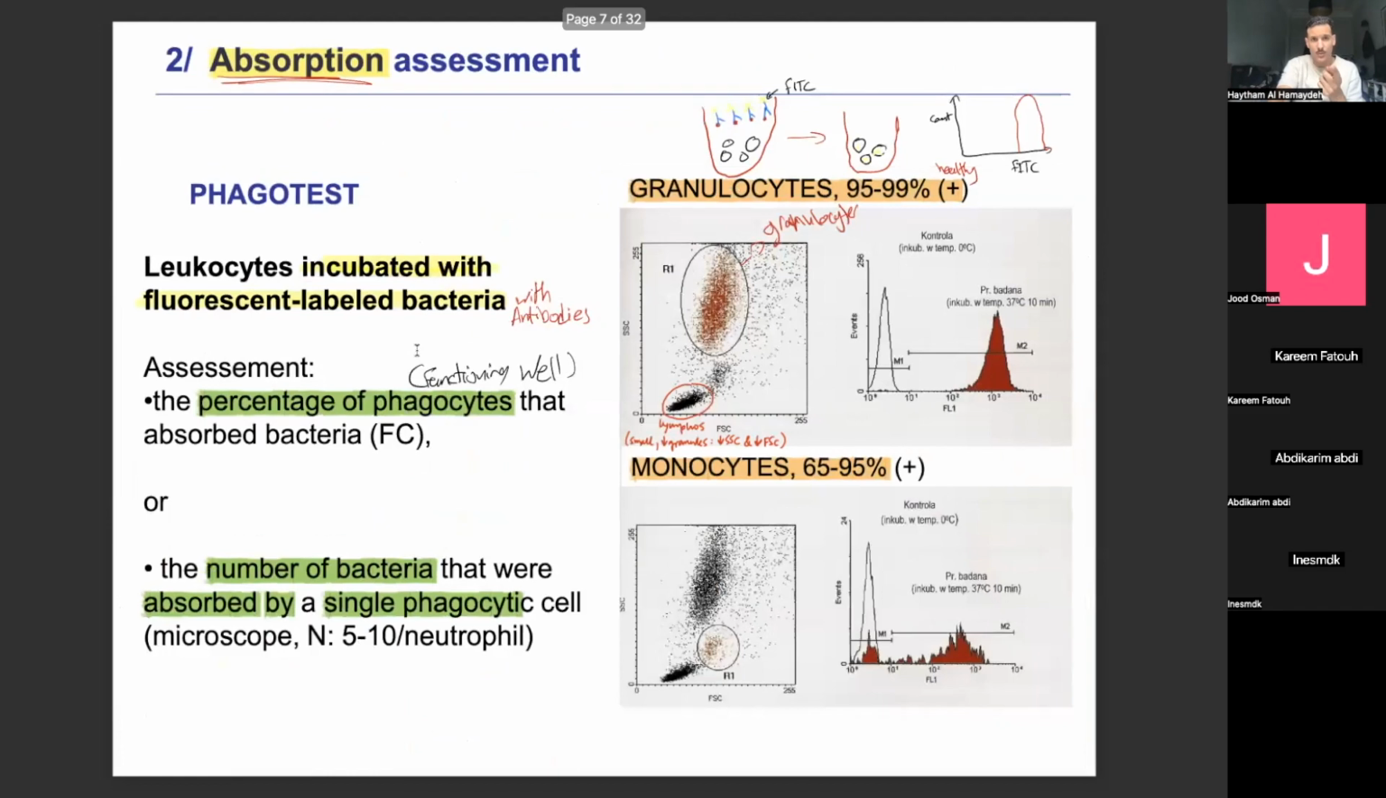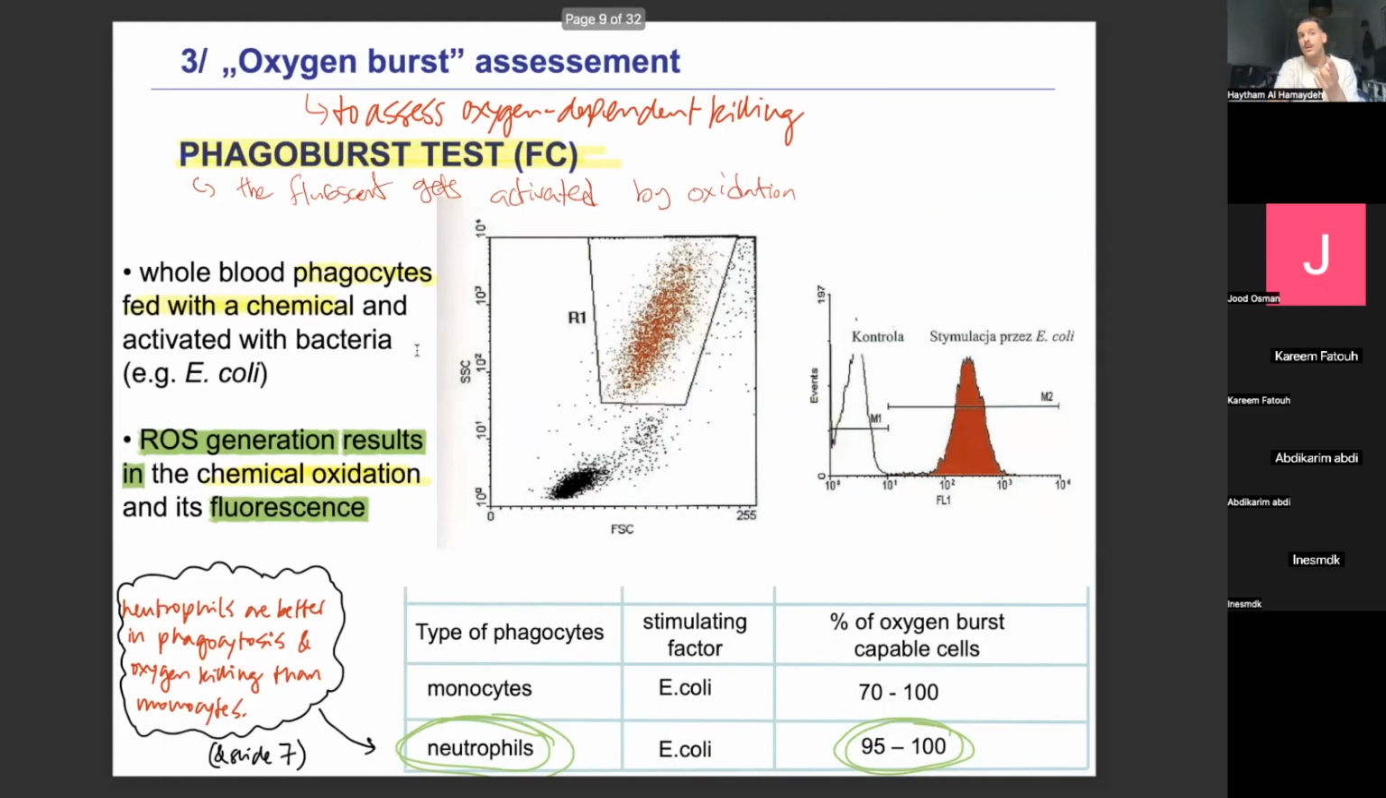Phago test, where we just put fluorescent bacteria and measured how many bacteria were inside the white blood cells. We then now are going to actually dive into how those bacteria are broken down inside the phagocyte, inside the phagosome, okay?